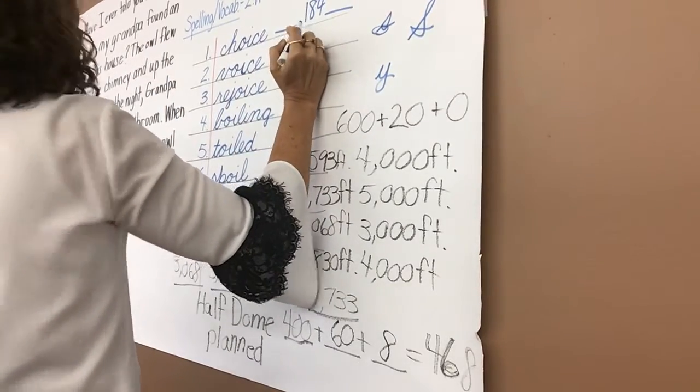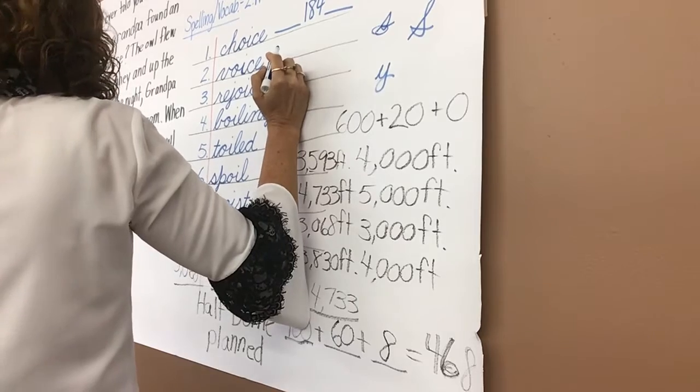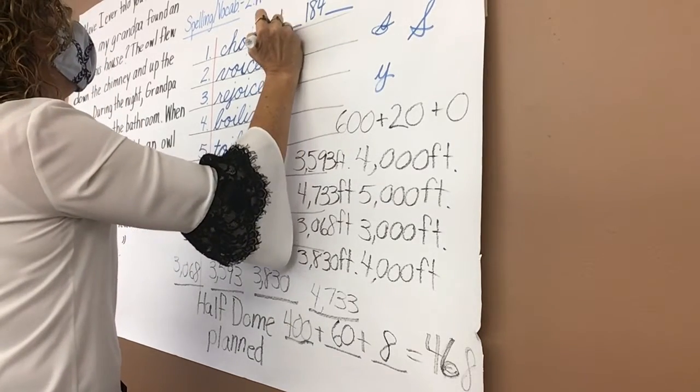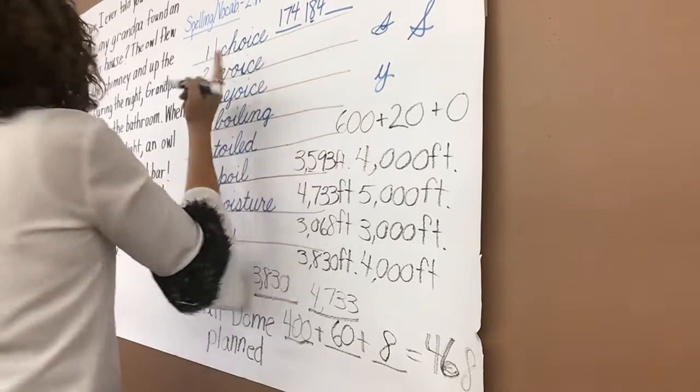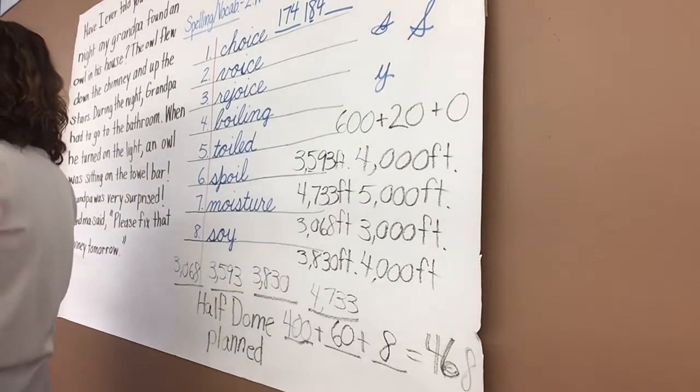So what is less than 8? 7. So in front, we're going to go 174. We're changing the 8 because we're doing 10 more and 10 less.